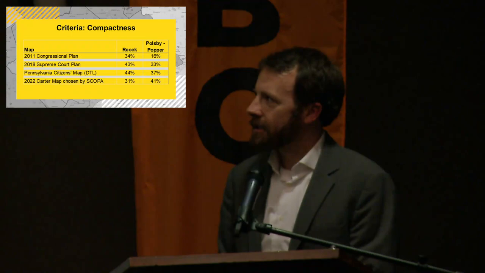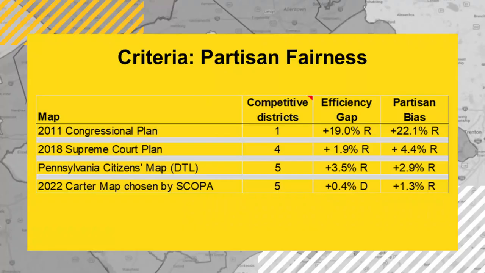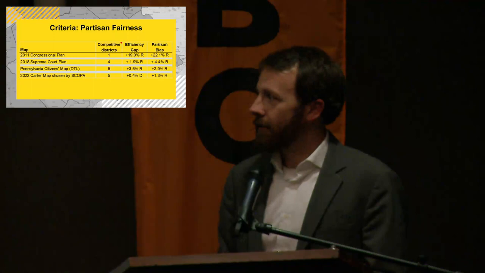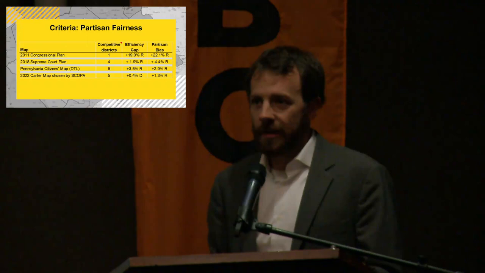And then lastly, this is the fun one, the partisan fairness metrics, and these can go all over the place. So we look first at competitive districts. The 2011 congressional plan had one district on average per election, in 2012, 2014, 2016. The 2018 plan produced on average four districts in the two election cycles in which it was used. And then the Citizens map and the Carter map, using composite election data, would have generally produced about five competitive seats. You're going to have a really hard time getting more than that in Pennsylvania without sacrificing on other values, without sacrificing on county and municipal splits and compactness.